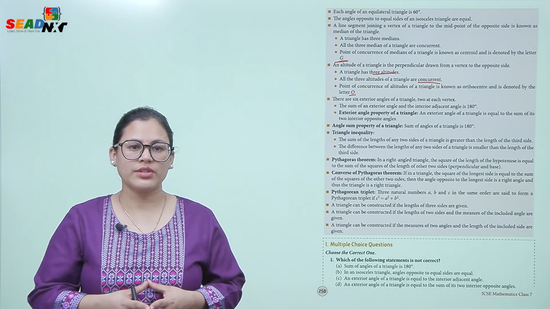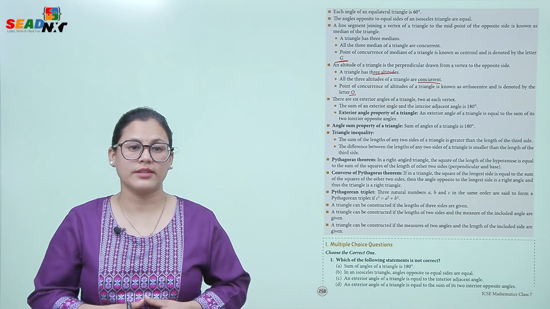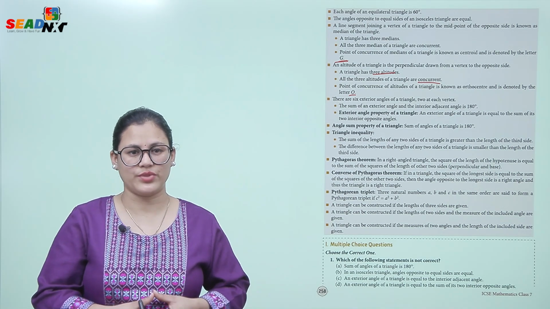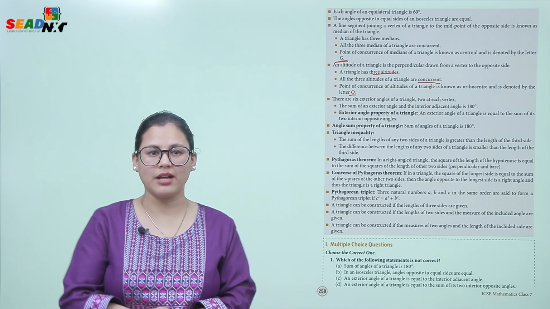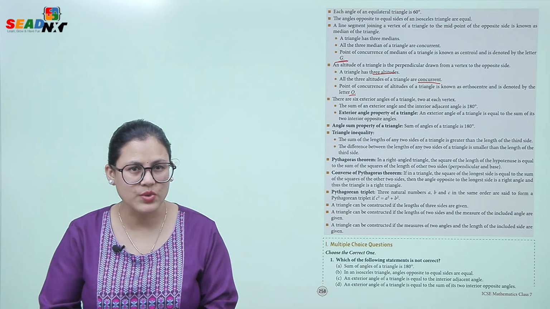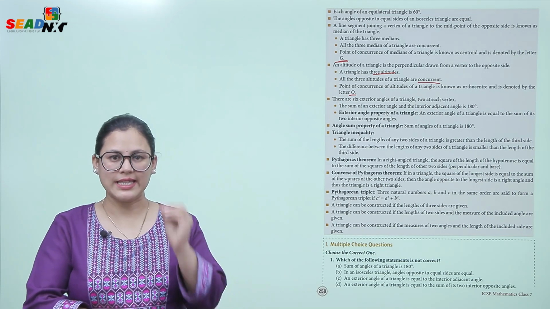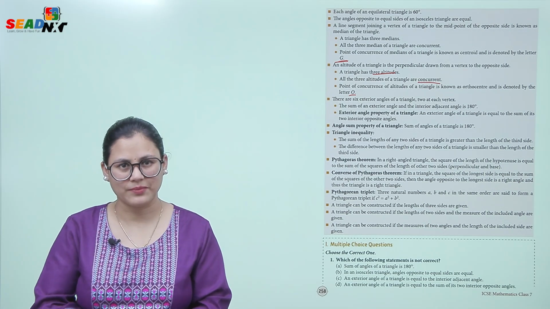A triangle can be constructed if the lengths of 3 sides are given. A triangle can be constructed if the length of 2 sides and the measure of the included angle are given. A triangle can be constructed if the measure of 2 angles and the length of the included side are given.